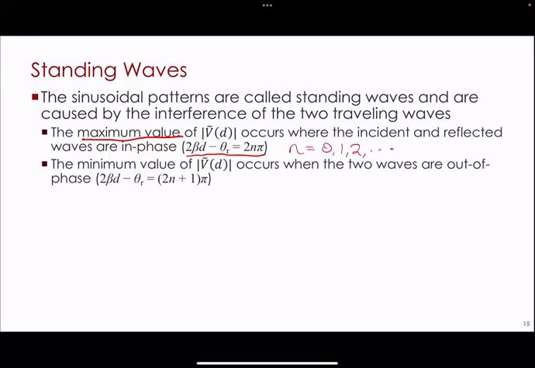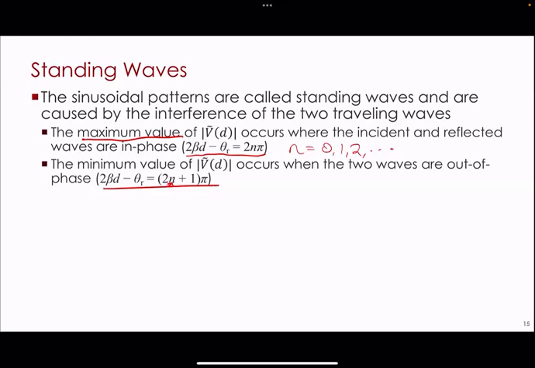And the minimum occurs when the cosine equals -1. When does cos equal -1? It starts off at 1, and it ends at 1, and right in the middle, which is pi, or 180 degrees, cos equals -1. So that's why we have this here. Imagine the easiest one is if n equals 0 again. Then it would just be 2 beta d minus theta r equals pi, okay?